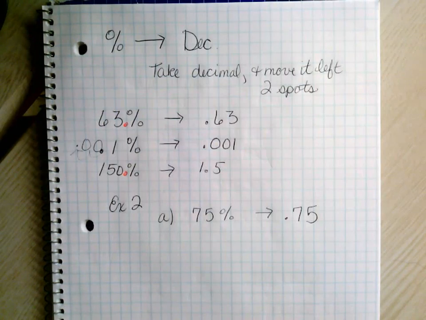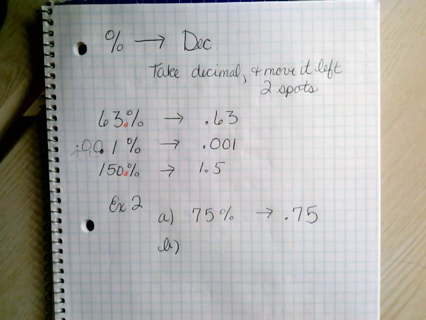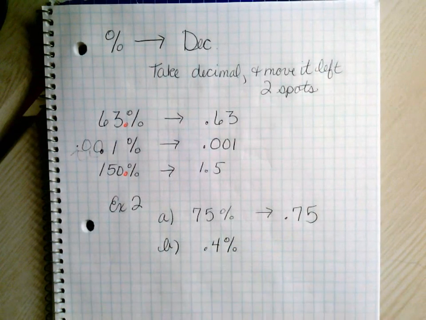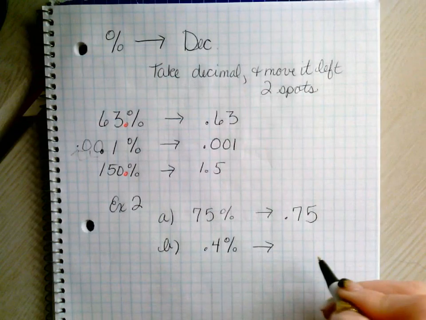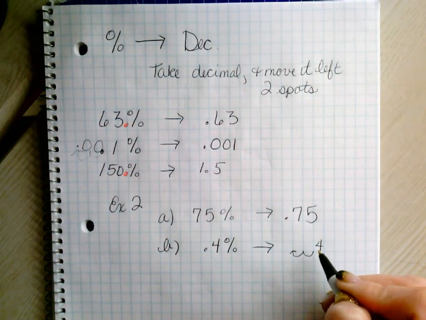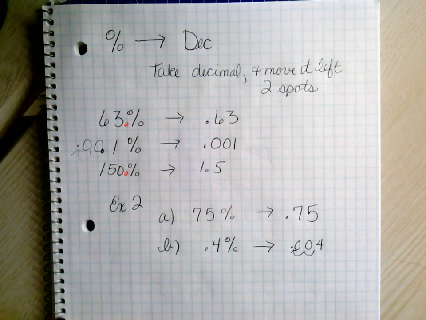For letter B, just to be safe, you're going to have 0.4%. That means you have to move your decimal 2 positions back, right? Here's where the 4 was. The new number looks like that.